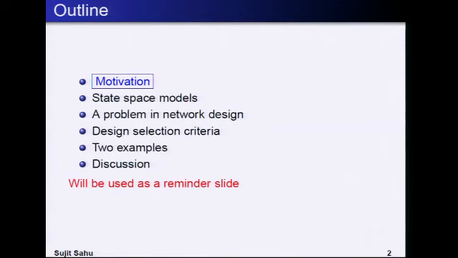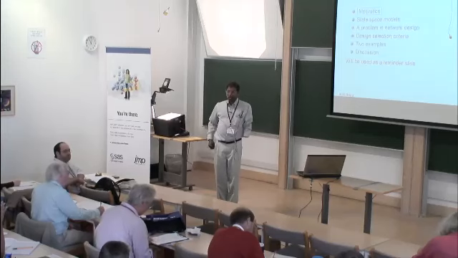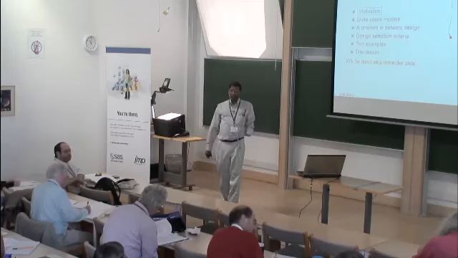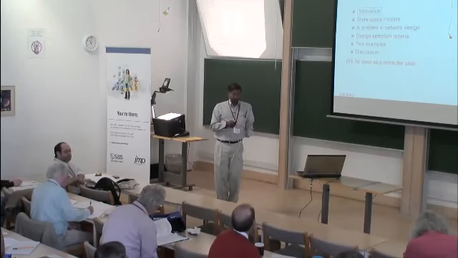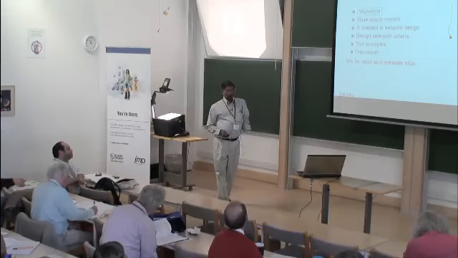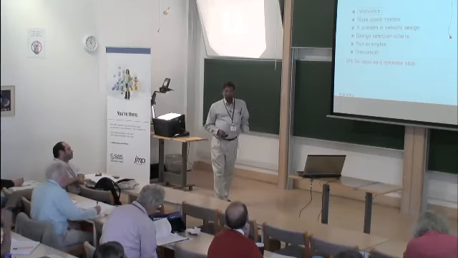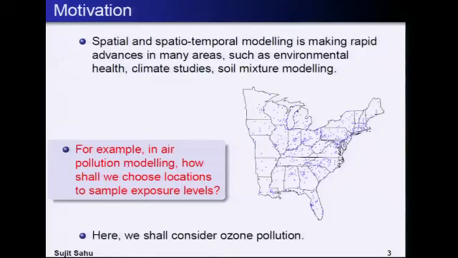Here is a brief outline of my talk. Partly I will give a motivating example for why we are considering this design problem. I'll say something about these state space models, the flavor of the model that we are working with, and then we'll discuss a few points of this network design problem. We'll pose the problem and then develop some criteria, and then I'll illustrate with two examples, one simulated and one real life example, and then just end with some discussion. So I'll illustrate that whatever we are doing makes sense, and we do get a better design than what's available out there.